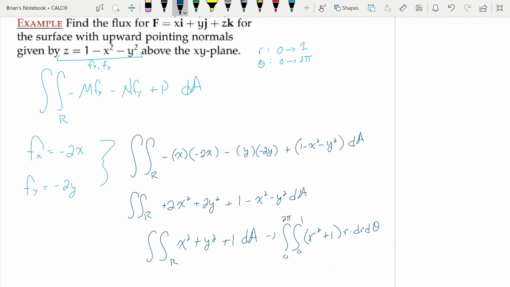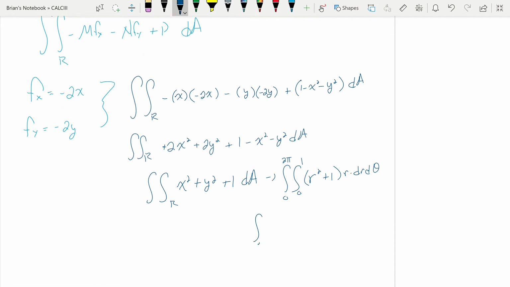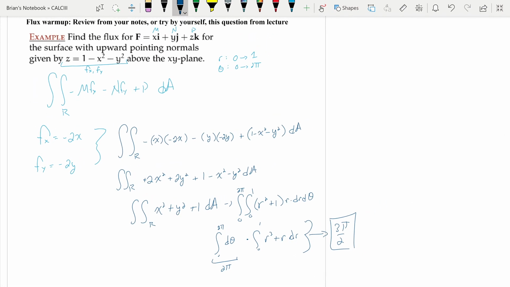And that's a pretty simple integral we solve now. You could bring out the d theta from 0 to 2 pi in front, that's just 2 pi, times the integral from 0 to 1 of r cubed plus r dr, and then there's no d theta. If you solve this out, you've seen it in lecture, you can solve it pretty quick too. You'll get 3 pi over 2. But yeah, that's a pretty simple flux problem. Finding the bounds was probably the hardest part.